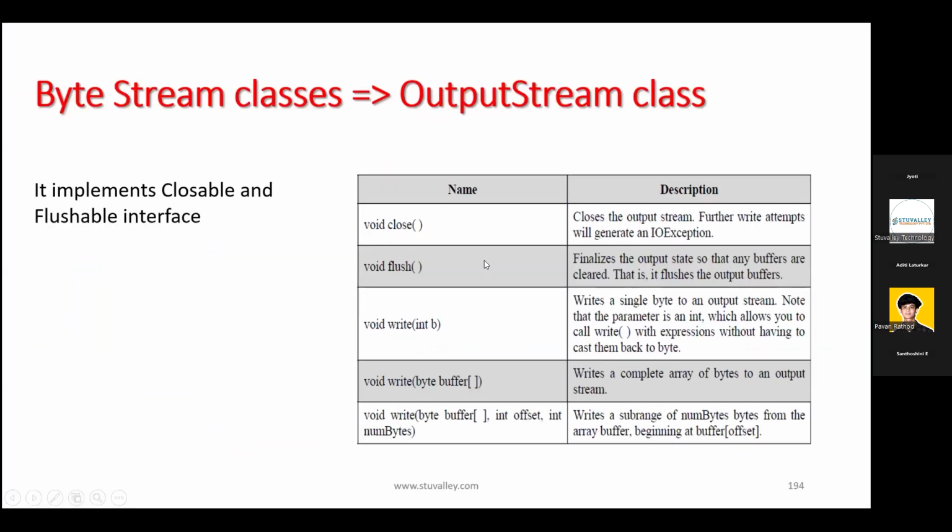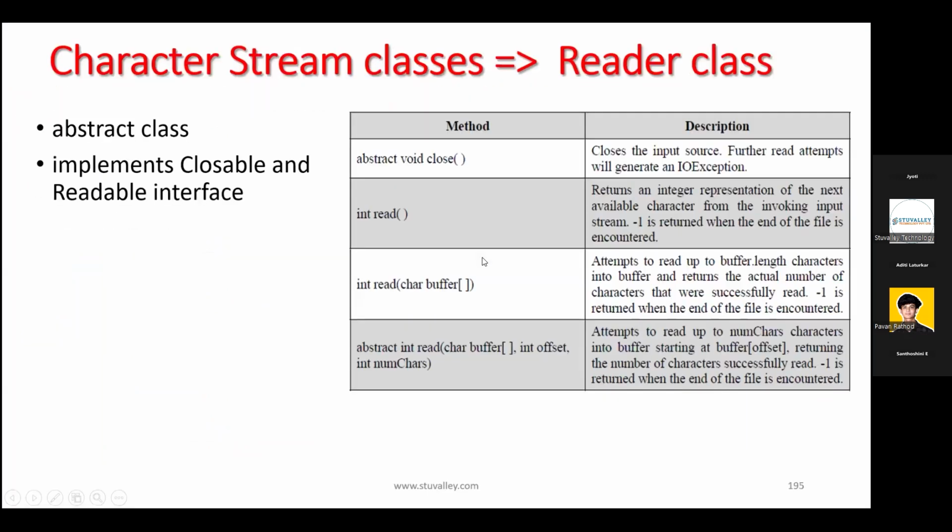Okay, so similar to this, we have the character stream classes: Reader and Writer. They also have the same type of methods. The only difference is that the input is a character buffer array. It also uses the same data, and internally it uses the byte stream itself. It is an abstract class and it implements the Closeable and Readable interfaces.